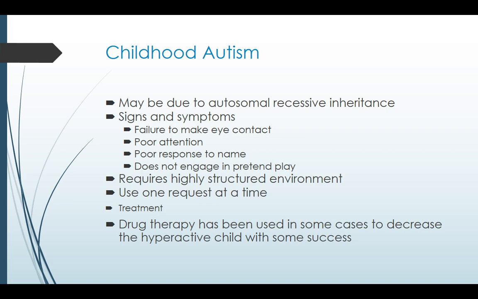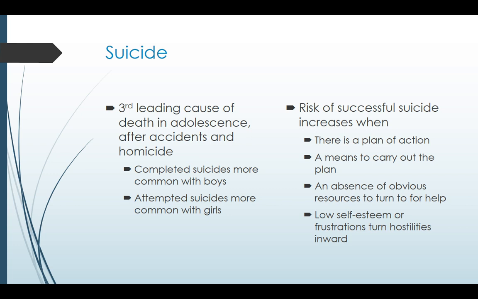Childhood autism may be due to autosomal recessive inheritance. Signs and symptoms: failure to make eye contact, poor attention span, poor response to name, does not engage in pretend play, requires highly structured environment, use one request at a time. Treatment: drug therapy has been used in some cases to decrease a hyperactive child, and with some success.